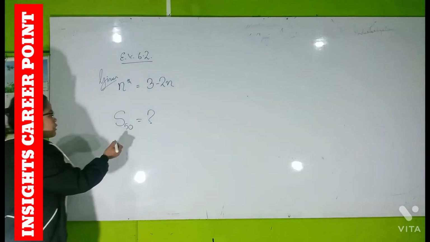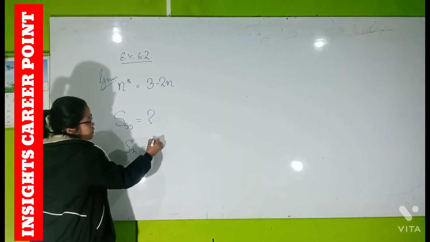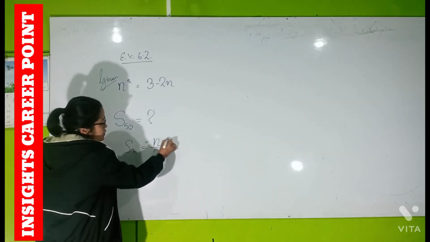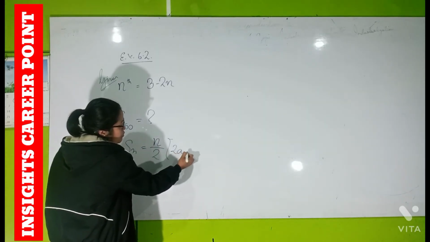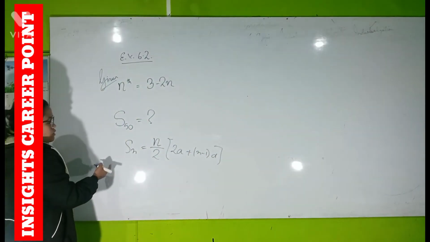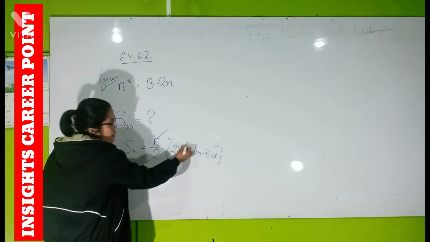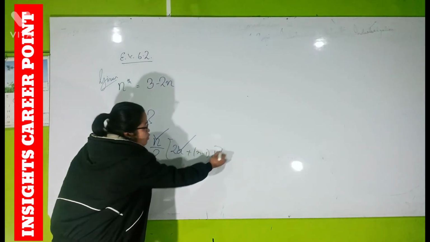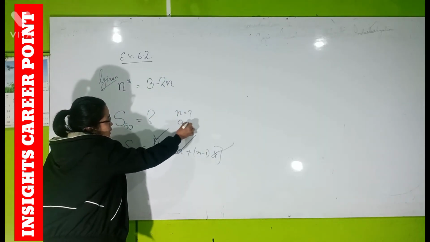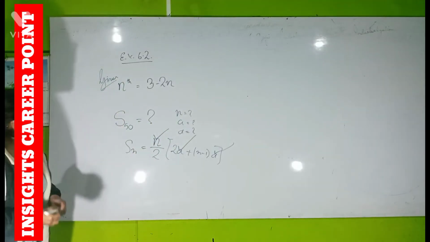We know that when we are going to find the sum, what is the formula of Sn? If we want to find the sum, we need the value of n, then the value of a, plus n minus 1 whole into d. The value of n, the value of a, and the value of d are necessary to find the sum.